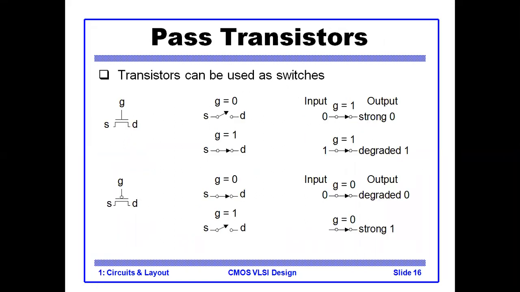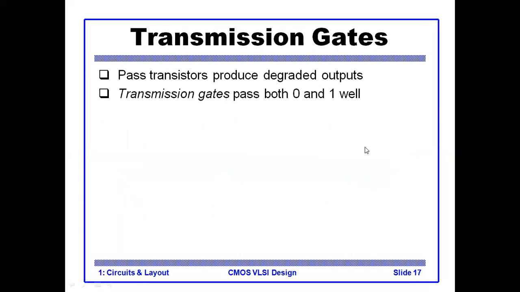Okay, so these are the pass transistors. We have understood the working and the limitations. With the pass transistor, in the NMOS case it gives a degraded 1, only the strong 0 it passes. With the PMOS, the limitation is it passes a strong 1 but a degraded 0. With this limitation, in VLSI, prefer the transmission gate.